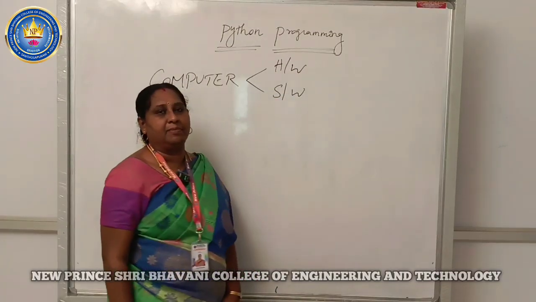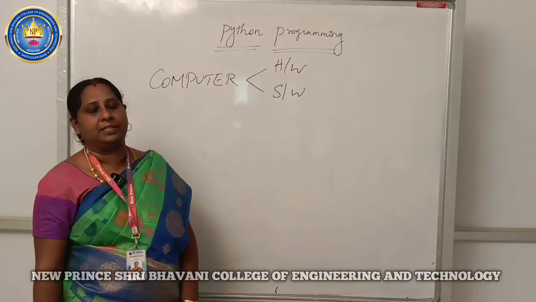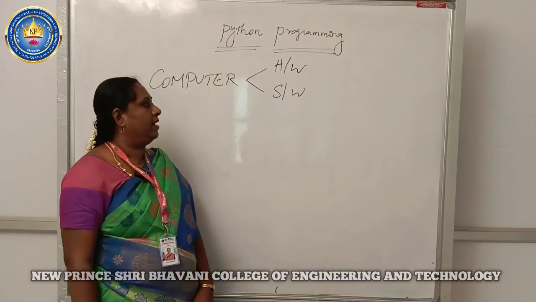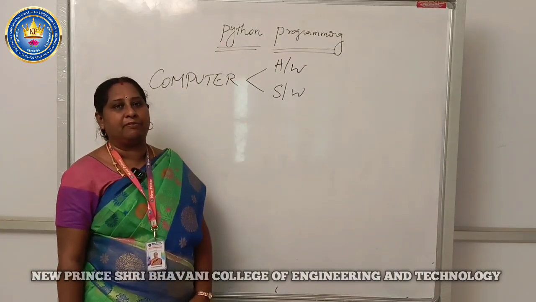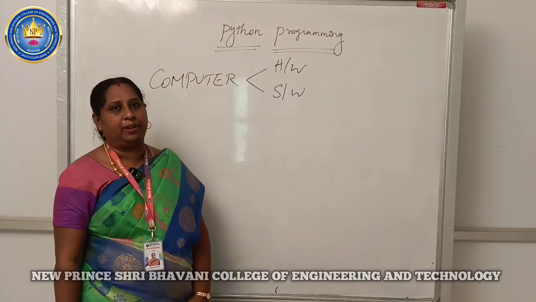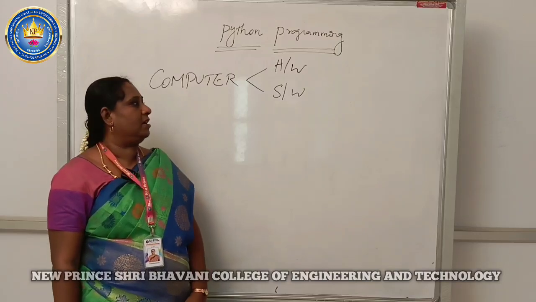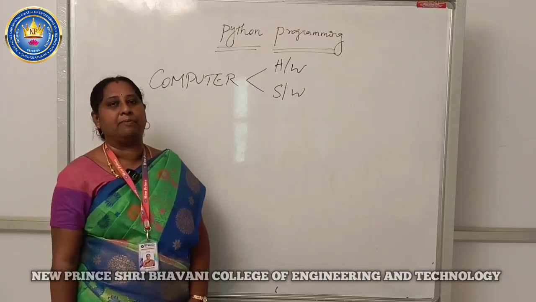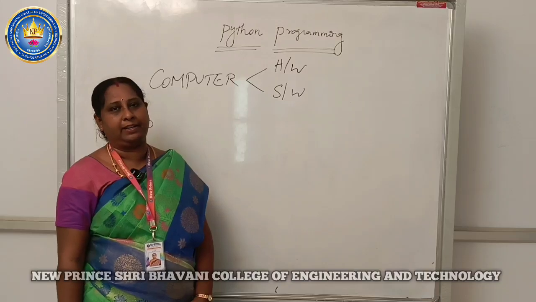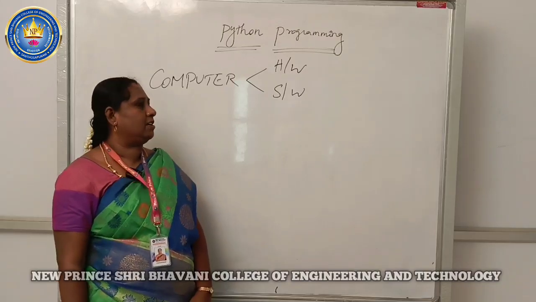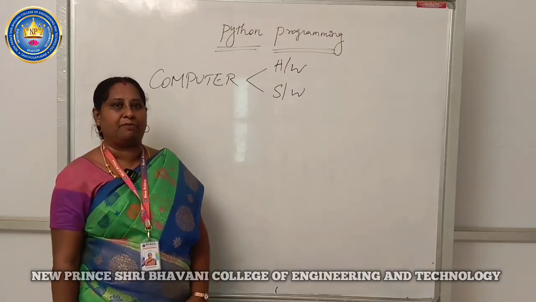So this computer is a combination of both hardware and software. Hardware is nothing but all the visible components of the system, and the software is the collection of programs. What do you mean by a program? Collection of instructions. What is the instruction? It's a combination of both opcode and operand. So these collection of programs can be written as a software.